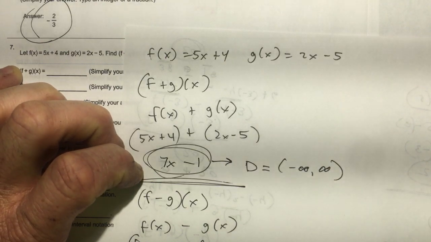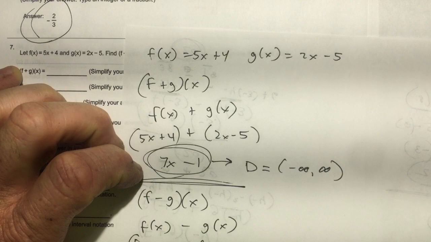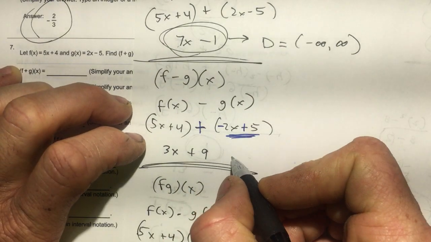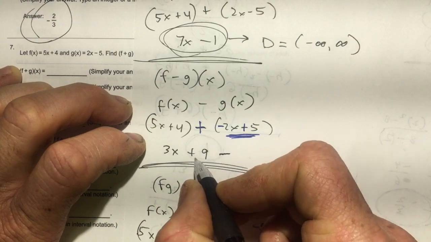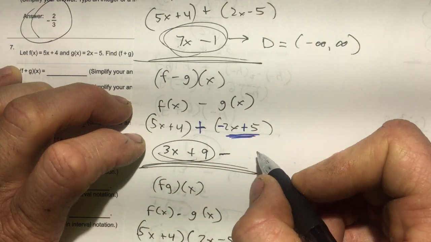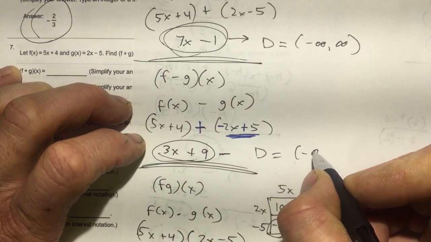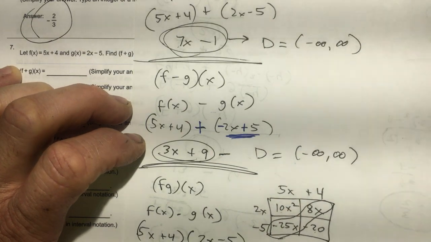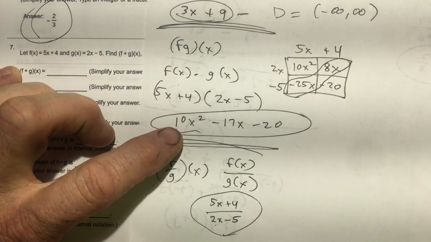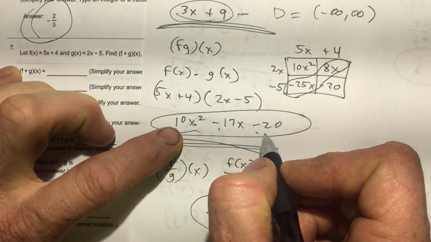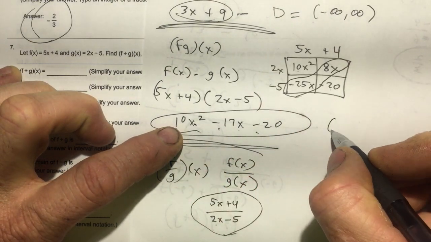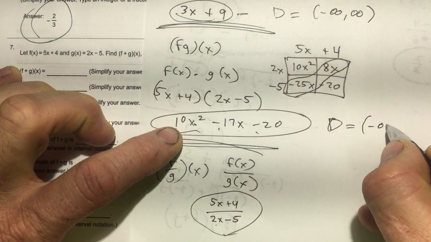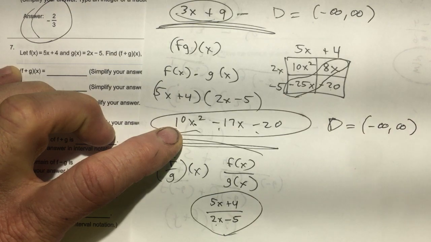No issues as far as what x cannot be. I'll show you an issue here in a minute. This one, same thing. There's no issues as far as what x cannot be on this one. So my domain here is negative infinity to positive infinity. Same deal here. There's no issues with x in this one. So my domain is negative infinity to positive infinity.